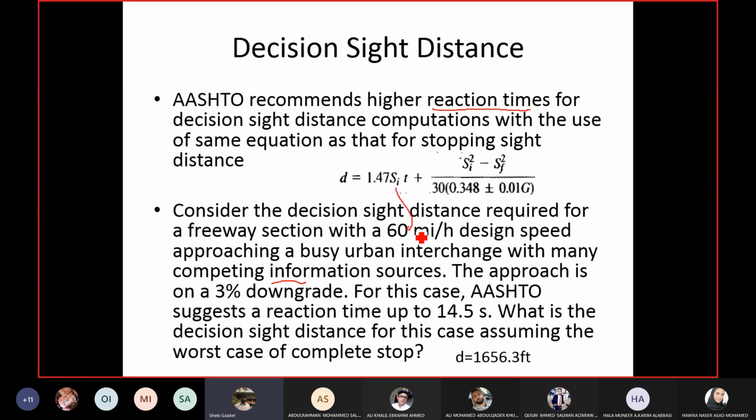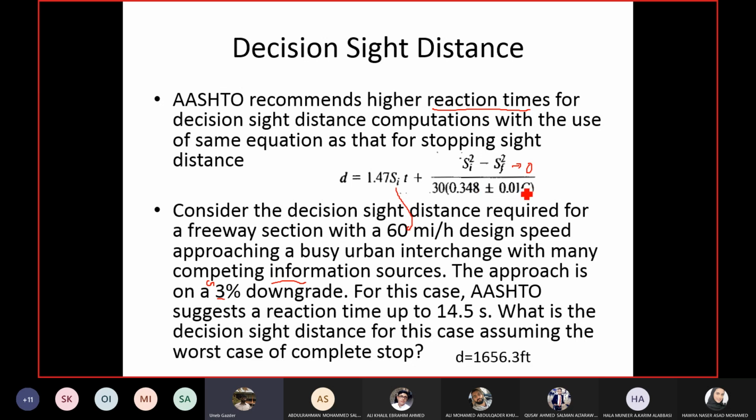Okay, this will remain as it is. SI is 60. SF will be 0 because we are taking the stopping case. Now G will be 3. This will be G, but should it be positive or negative? Negative, because it is reducing the escape resistance or similar to that. So it should be -3 here.